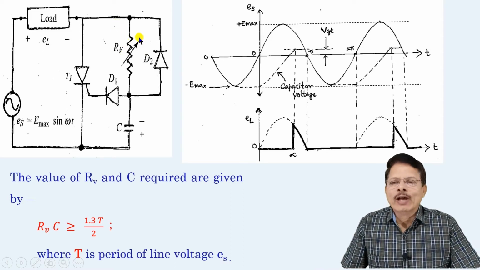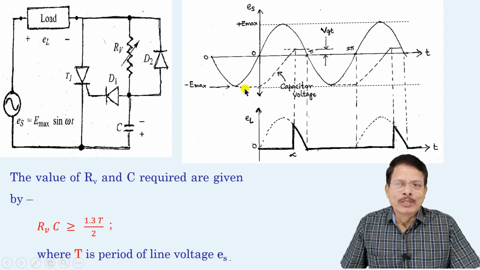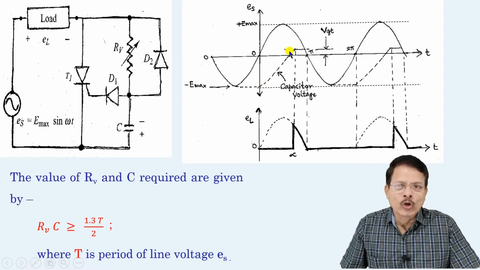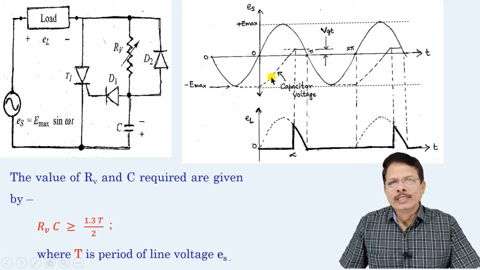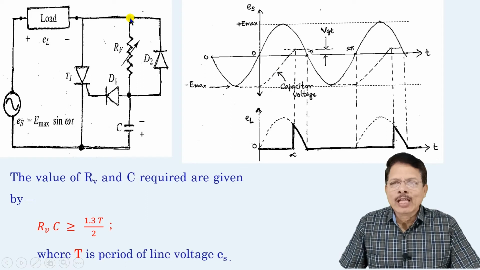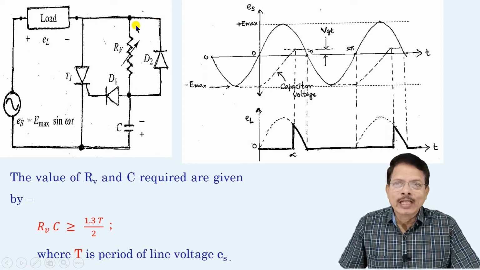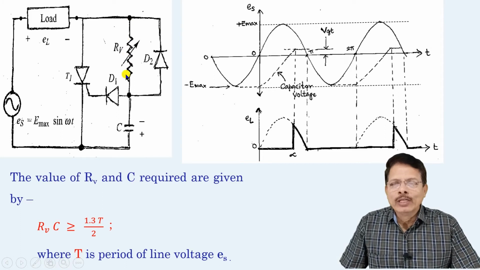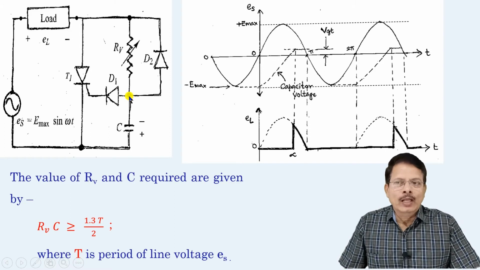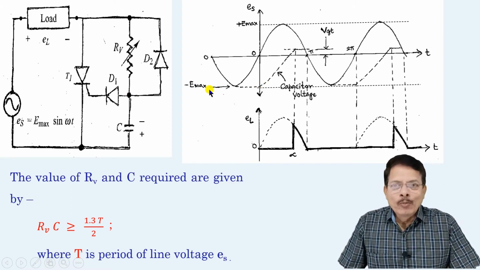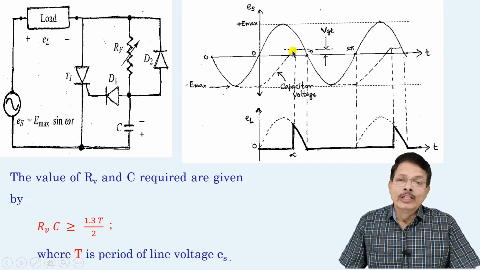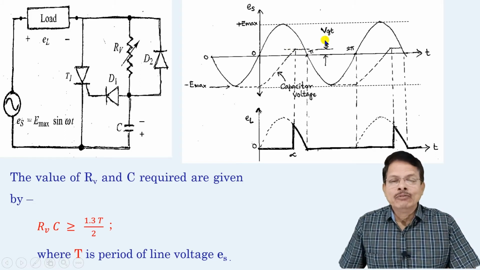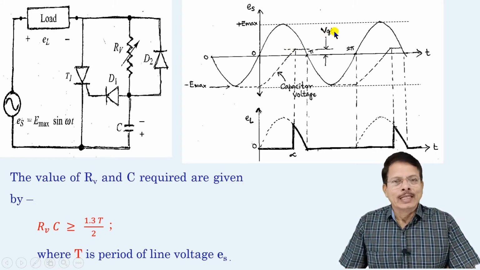Now current flows through the variable resistor that charges this capacitor, and see this dotted line which I have drawn here, this is the capacitor voltage. So the voltage across the capacitor increases like this. Why does it increase? Because the upper line has become positive, and through RV charging current will flow, and the voltage at this dot increases. And see how it increases. From negative maximum it increases, becomes zero here, then becomes positive, and then it becomes VGT, where VGT is the gate triggering voltage.